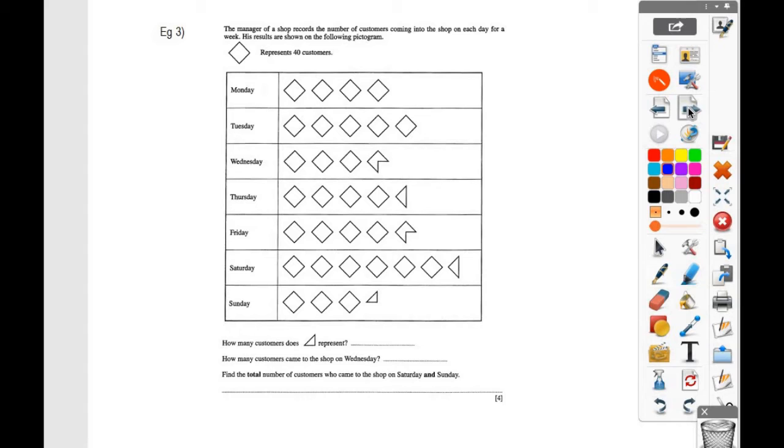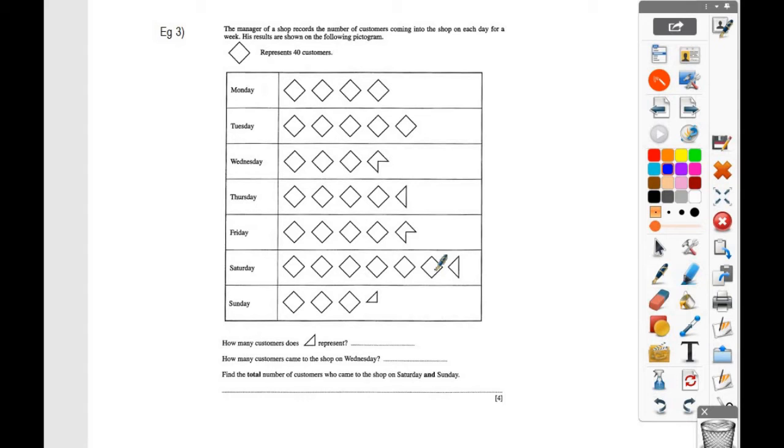Example 3. The manager of a shop records the number of customers coming into the shop on each day for a week. And here are the results. This time we've got a rhombus or a diamond shape, and each diamond represents 40 customers. Again, a slightly different symbol. There are triangles and different shapes represented, but again, as long as all the symbols are the same size, they're lined up vertically underneath each other, and they're equally spaced out.